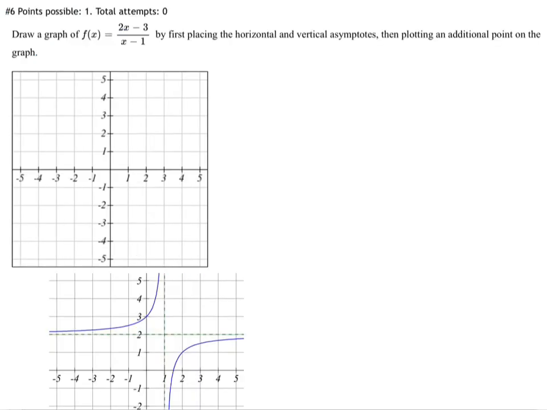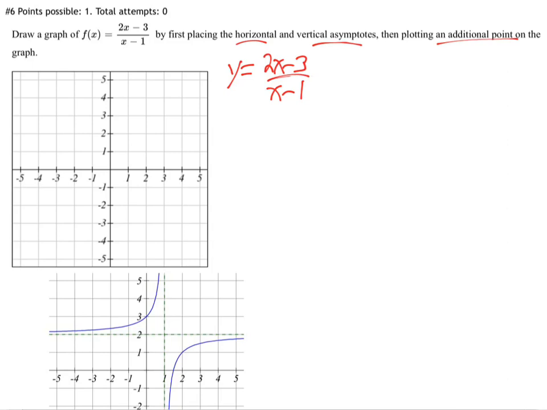Okay. Number 6. Draw a graph of that function by first placing the horizontal and vertical asymptotes and then plotting an additional point on the graph. You can see here's the answer. It's already down there at the bottom. So how do we get all that if we didn't already have that answer? How would we figure this out? So we have y equals 2x minus 3 over x minus 1. And they want, first off, they want us to figure out the horizontal.